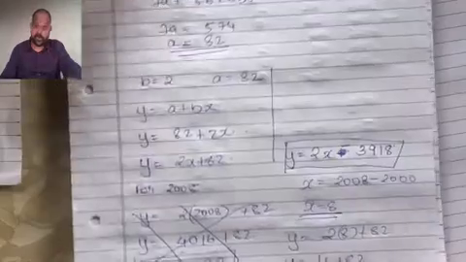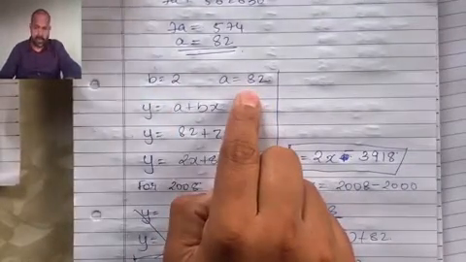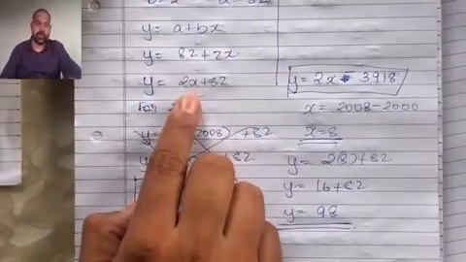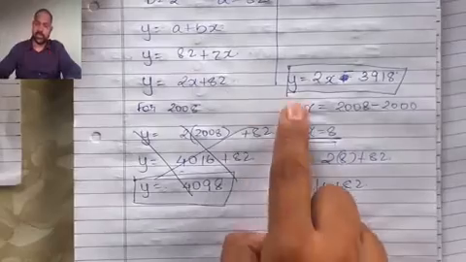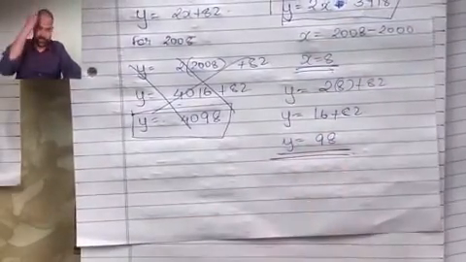The value of b remains the same. The value of a becomes 82. I substitute this, I get my equation. But now remember, your x is not the year. Your x is the year minus 2000. So subtract that and substitute, you will get your answer.